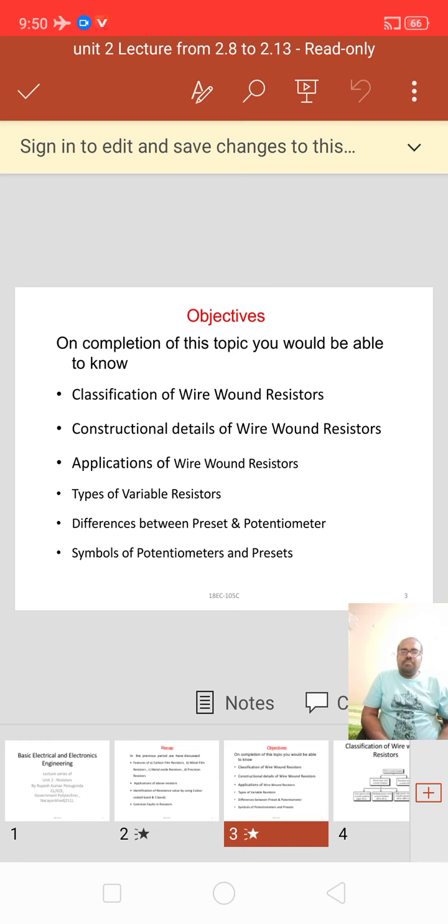Please make sure that as we learn these topics, you create an objective in your mind, like classification of wire wound resistors, constructional details of wire wound resistors, applications of wire wound resistors, types of variable resistors, differences between preset and potentiometers, symbols of potentiometers and presets. These are the topics today we will learn.